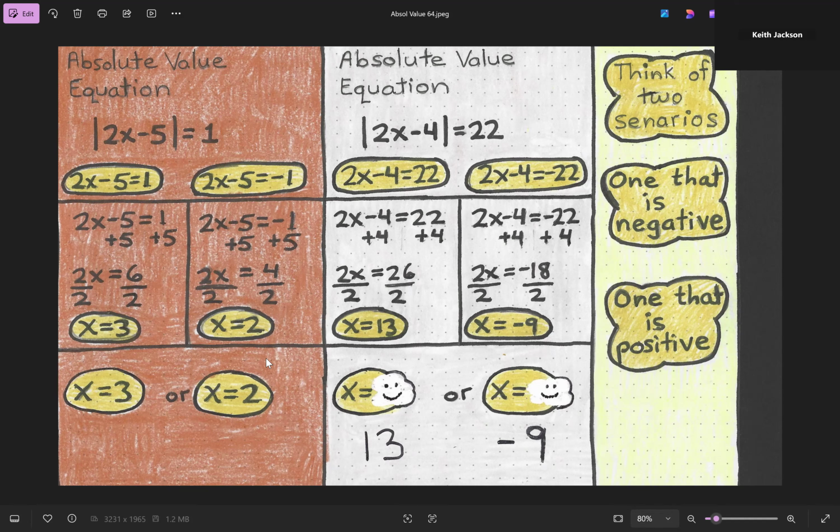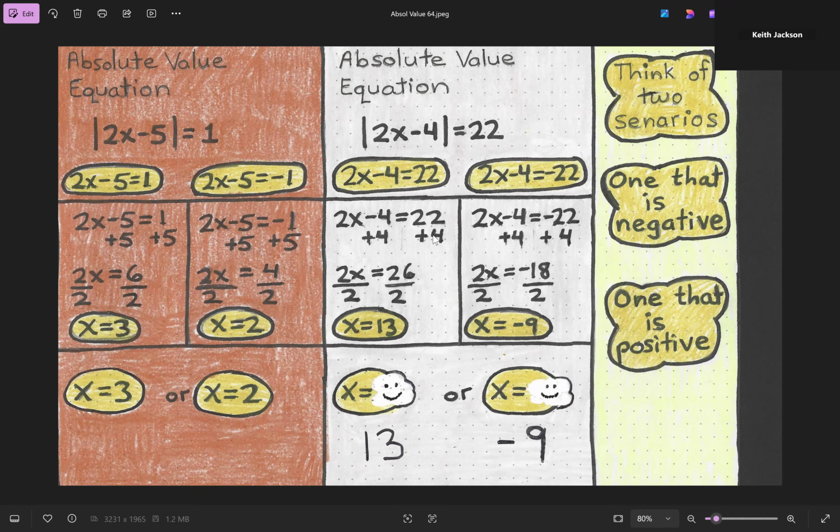Let's try them to see if they work themselves out. If we replace x with 3, we know that 2 times 3 will give us 6. 6 minus 5 will give us a 1. There you go, because the absolute value of 1 is 1. And let's try x is equal to 2. Let's plug in a 2 right here. We know that 2 times 2 will give us 4. 4 minus 5 will give us a negative 1. And guess what? The absolute value of negative 1 is 1. So these two solutions work.